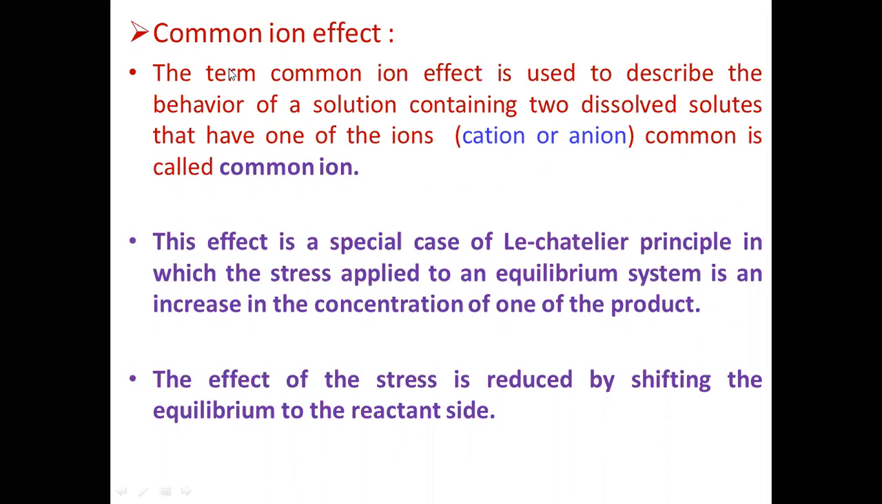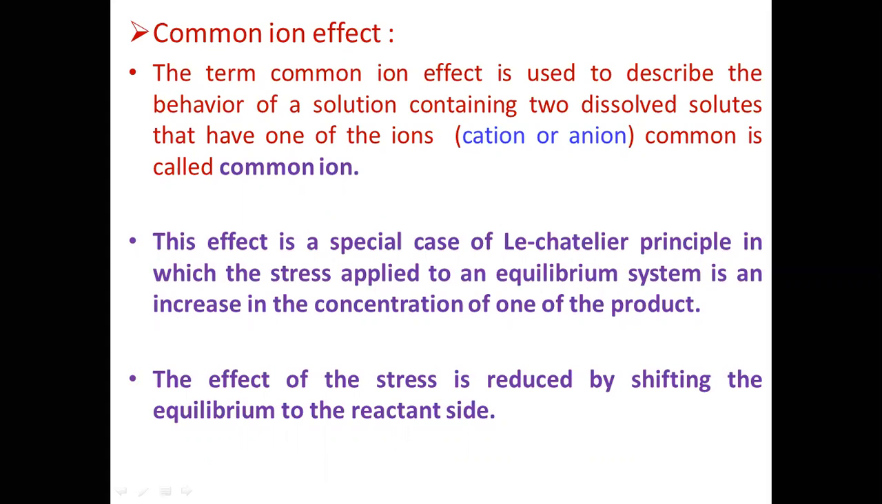Common ion effect. The word itself gives its meaning. Common ion, right? Ions are of two types. One is cation, another one is anion. So maybe the cation can be common or the anion can be common, but some ion should be common in two species. This term, the common ion effect, is used to describe the behavior of a solution containing two dissolved solutes that have one of the ions, cation or anion, in common. It is called a common ion.